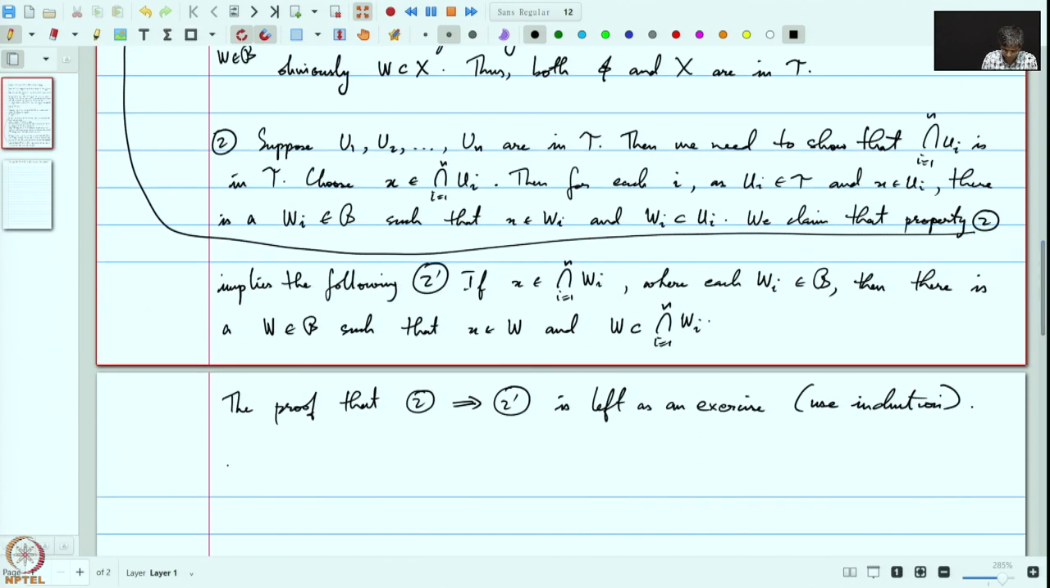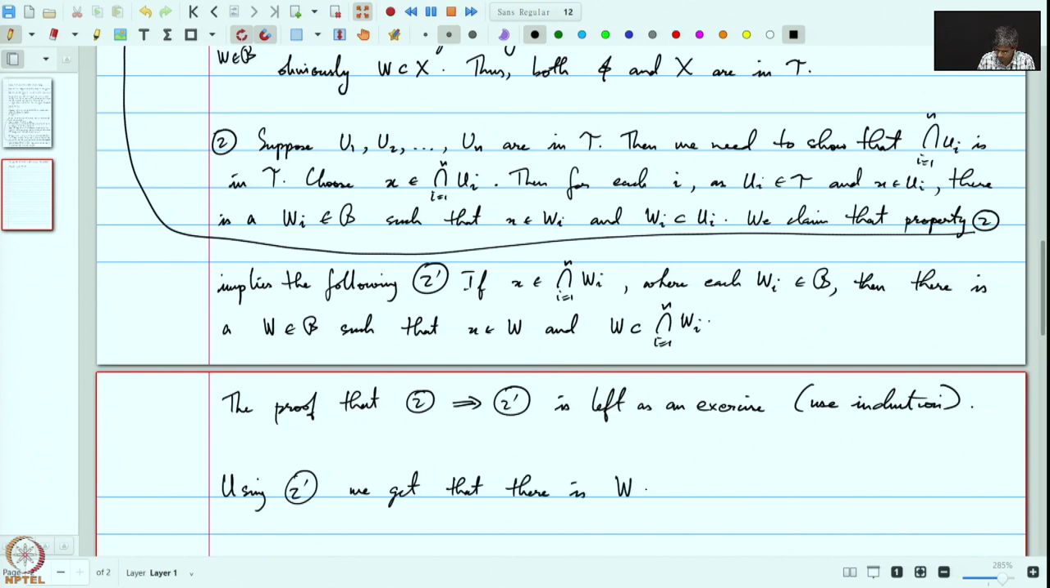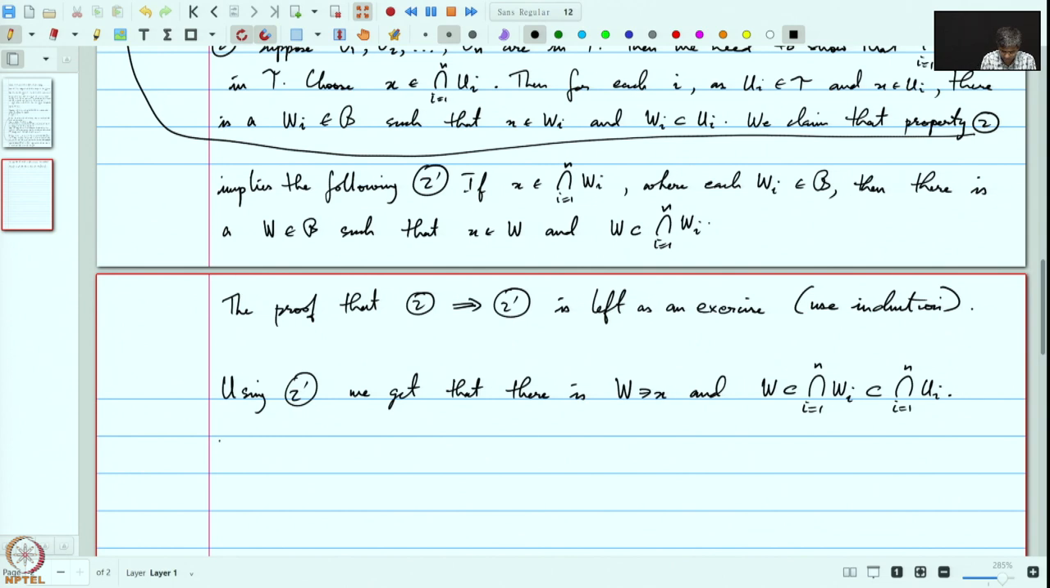Okay, so then using 2 prime, we get that there is W which contains x and W is contained in the intersection i equal to 1 to n Wi, which in turn is contained in the intersection i equal to 1 to n Ui. So thus this intersection of Ui is in tau, as it satisfies the property defining tau.